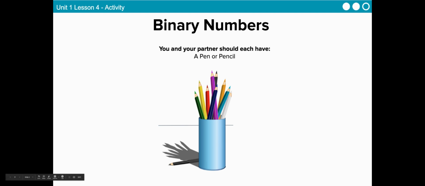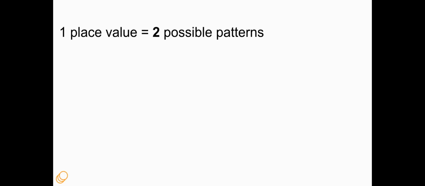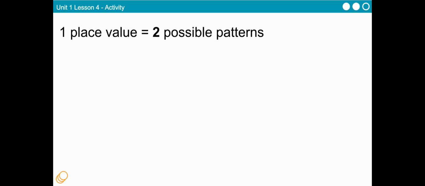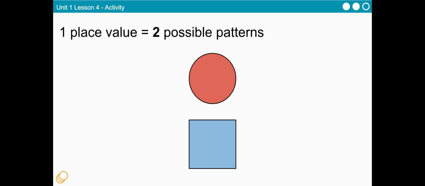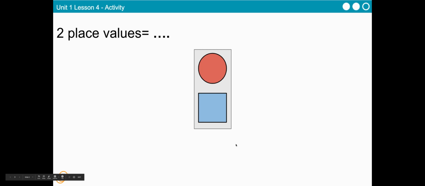So today we're going to explore how binary numbers work from a really conceptual place. With only one place value, we have only two possible patterns, a circle or a square. I started with a circle, but I could have easily started with a square instead. So I have one place value. In that place, I could either have a circle or a square.